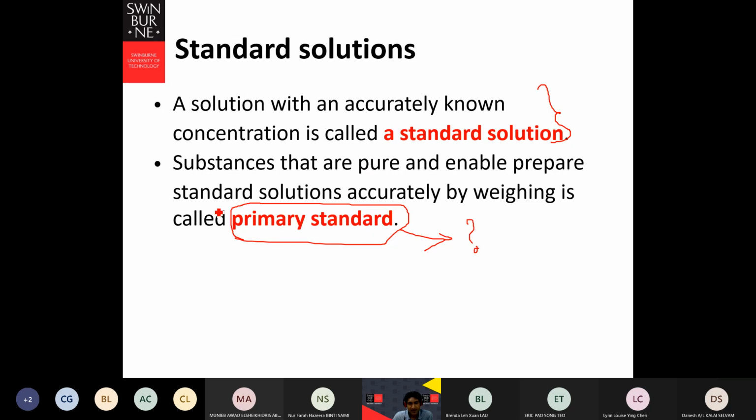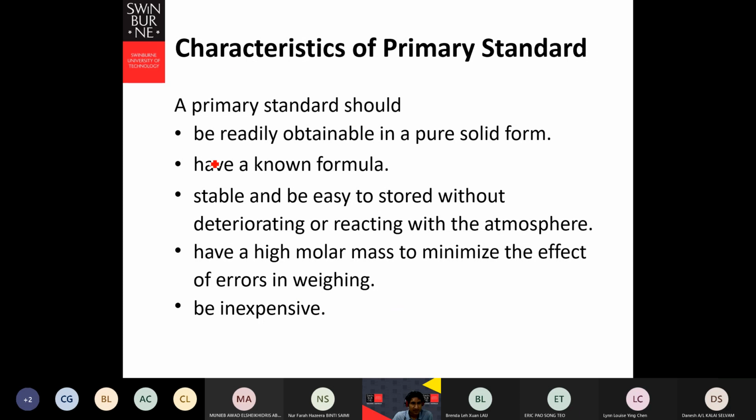And if there is a primary, is there anything called secondary? Is there anything called tertiary? Or is there only primary, and that's it?